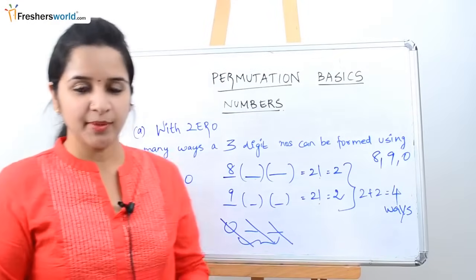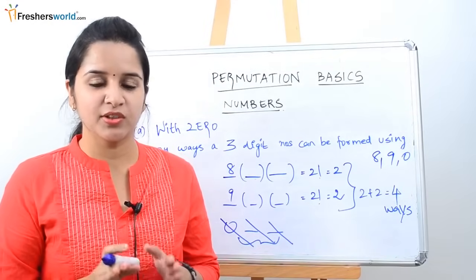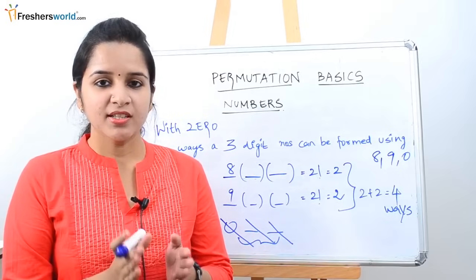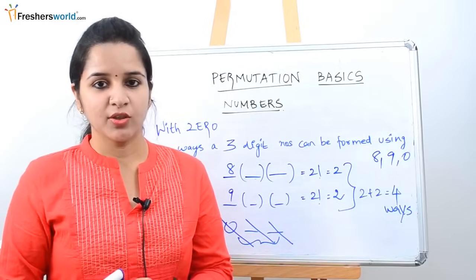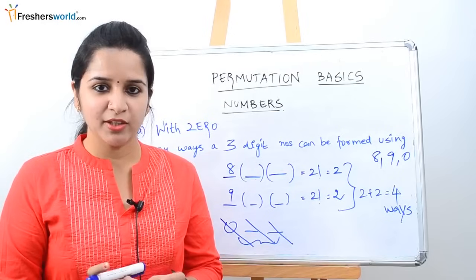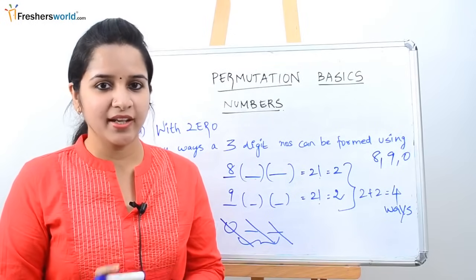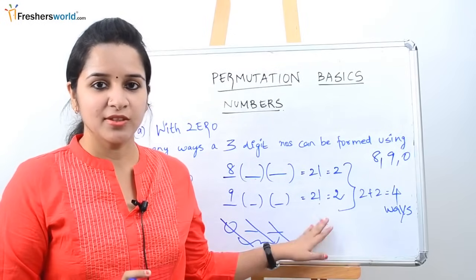So these are the 2 types of sums that you face in numbers with respect to permutation. One is with 0, another is without 0. If you are thorough with this concept with respect to numbers, it is very easy to crack any type of problem with respect to similar types of sums.